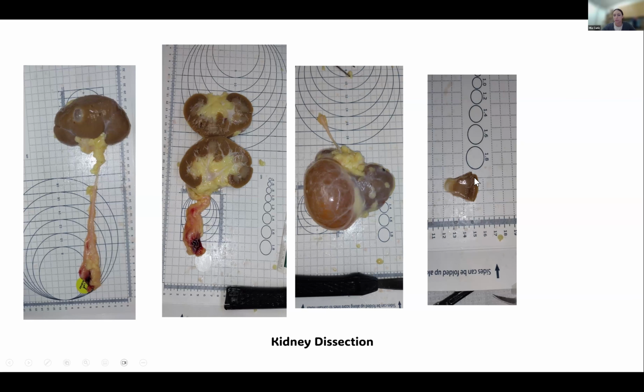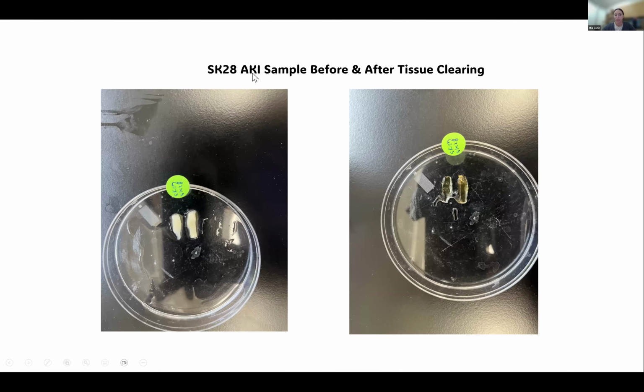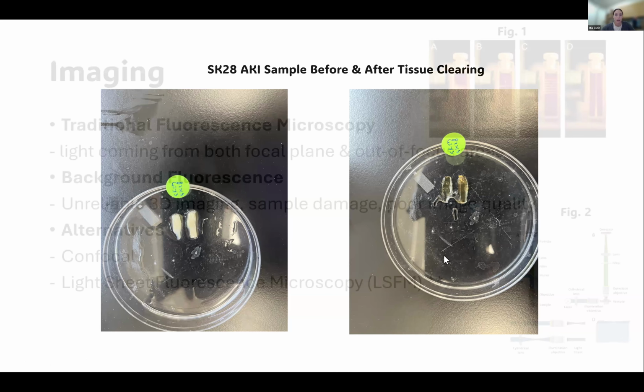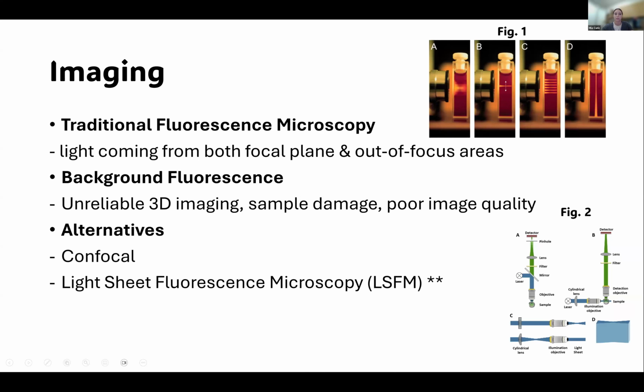And this is an example of a tissue sample that we would use for light sheet fluorescence microscopy. And this one was my sample of acute kidney injury before and after tissue clearing, which is just preparing the sample to be stained and imaged. So this is before imaging occurs. You'd have to stain it, but you want it to be clear before you stain. And then this is more of what my project was about.